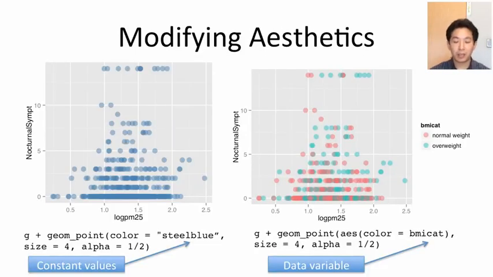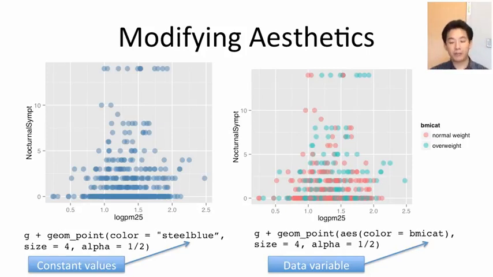So I'll talk a little bit about modifying some of the features of the aesthetics. For example, sometimes you might want to change the colors of the points. If you don't like the black points, or if you don't like them to be solid, you want them to be transparent. On the left-hand side, I've modified my basic scatter plot of PM2.5 and nocturnal symptoms by doing two things.